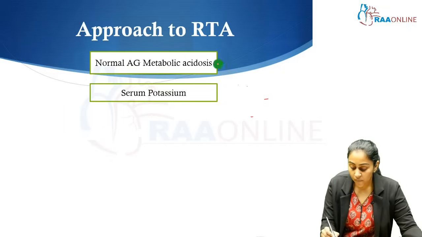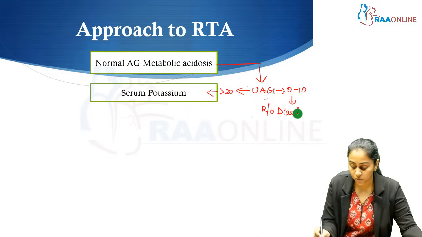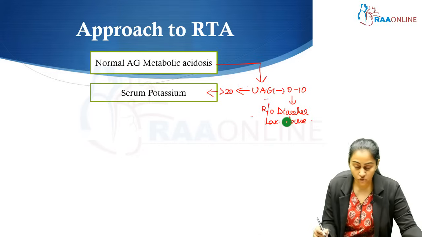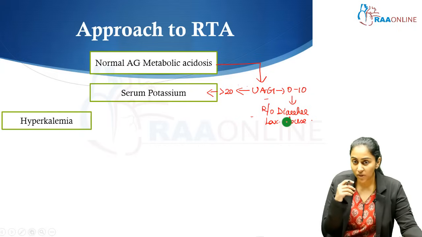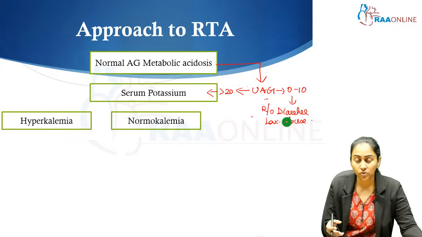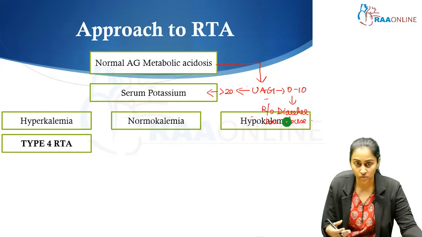So when you have a normal anion gap metabolic acidosis, you do a urine anion gap. If the urine anion gap is more than 20, you are looking at renal tubular acidosis. If it is normal, between 0 and 10, we will have to rule out diarrhea and laxative abuse. Now, if the urine anion gap is high, you look at the serum potassium, because you are looking at renal tubular acidosis. If the potassium is high, then you automatically know you are dealing with a type 4 renal tubular acidosis.